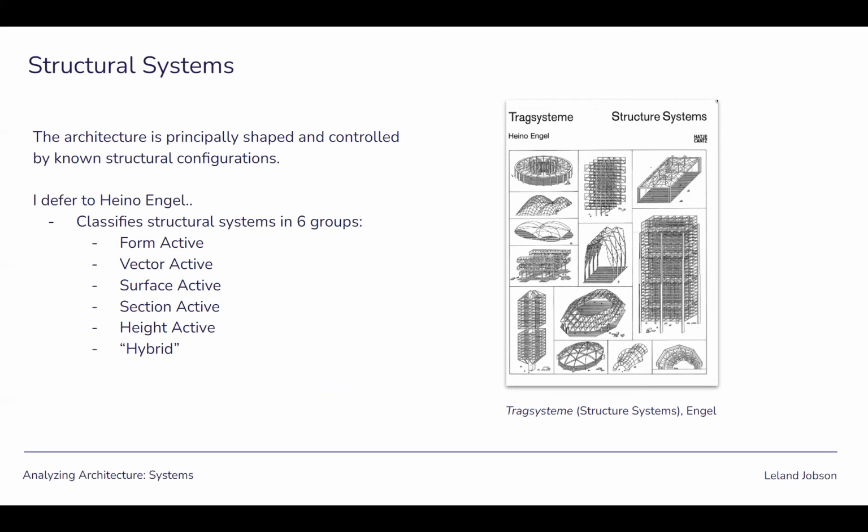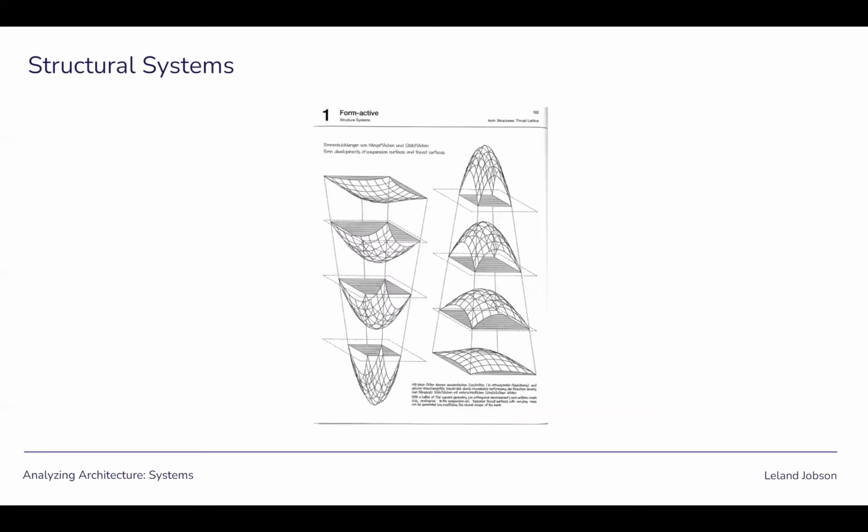Height active is an interesting one. It really is about a different set of concerns coming into play when you start to get into the slenderness of a structure, getting high and dealing with those problems. Hybrid is also an interesting category because it's just the category for mixing and matching previous categories. I think the initial 4 are really the ones that are the most thought provocative and thought forming. So form active, you might be familiar with Gaudi. This is what he's all about.